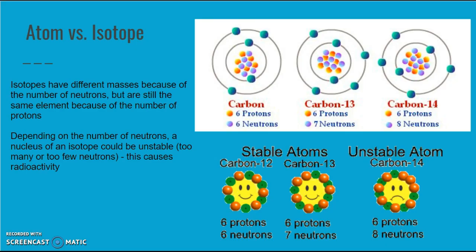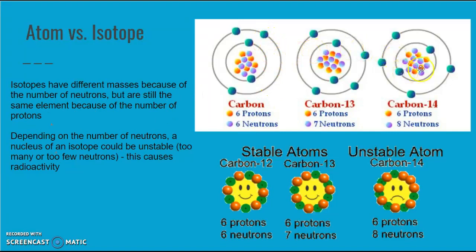What makes it different from an isotope is that ions have different numbers of electrons, but isotopes have different numbers of neutrons. Let's look at this definition of an isotope. Isotopes have different masses, so some are heavier, some are lighter, because they have different numbers of neutrons. But they're still the same element because they still have the same number of protons.